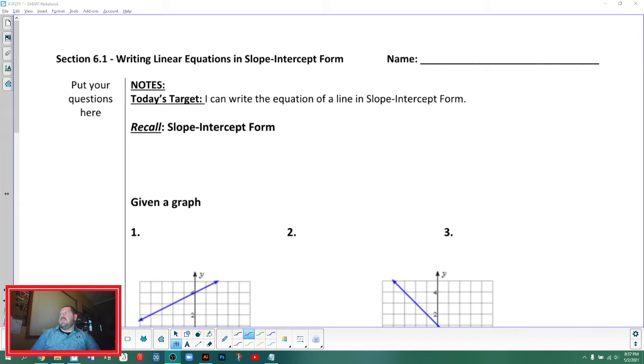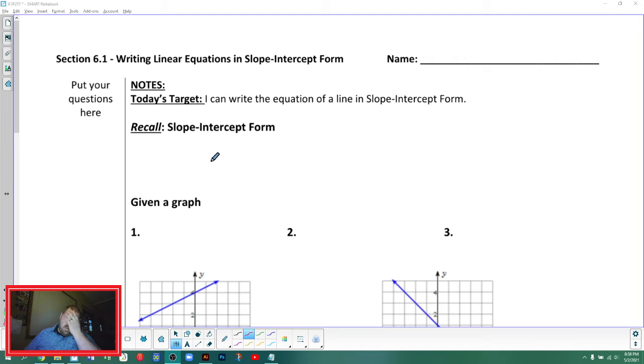Hello and welcome to the section 6.1 lecture today for Algebra 1 Part 2. Today we're starting our last unit for this microterm. Hopefully we can get everything done and get past with this credit, and we'll move on to the next one next week. So today we're going to be talking about writing linear equations in slope-intercept form.